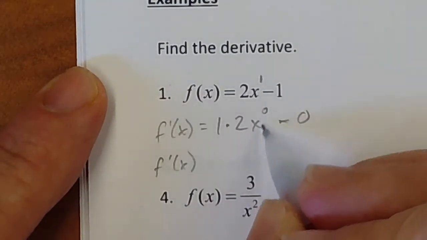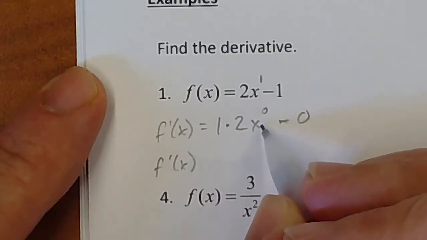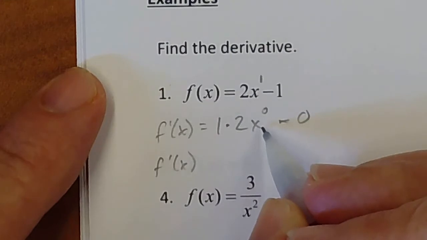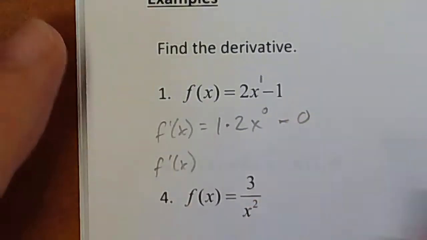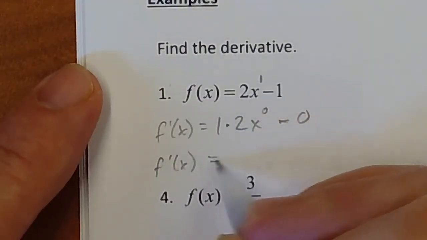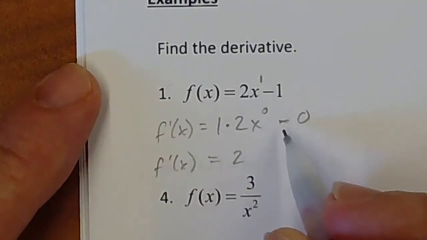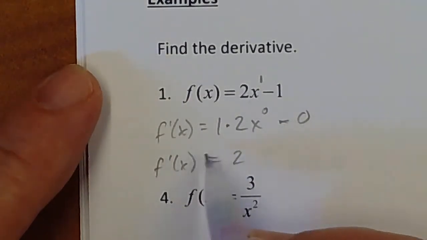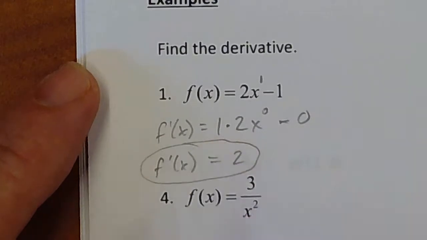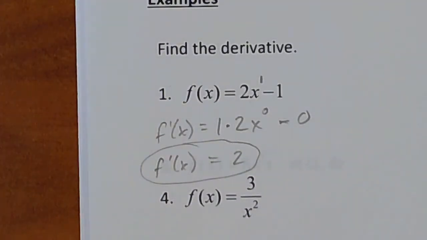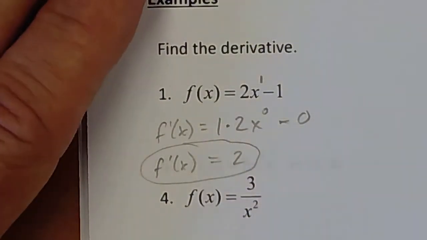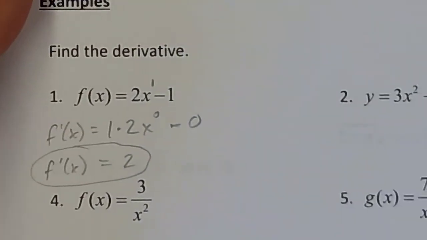Well, anything to the 0 power is 1, as you recall. Right? So we end up with 1 times 2. Okay? And then we're just subtracting 0. So there's the derivative. It's just 2. It takes a little while to get used to. Let's take a look at number 2.